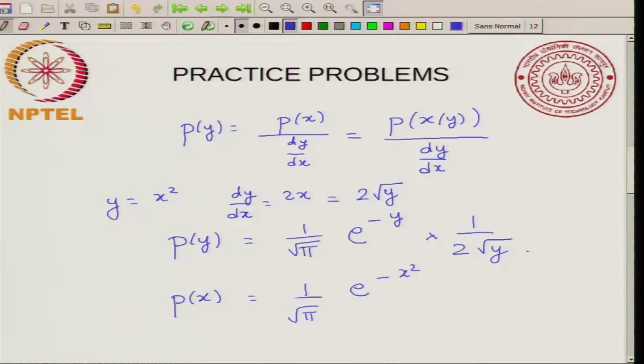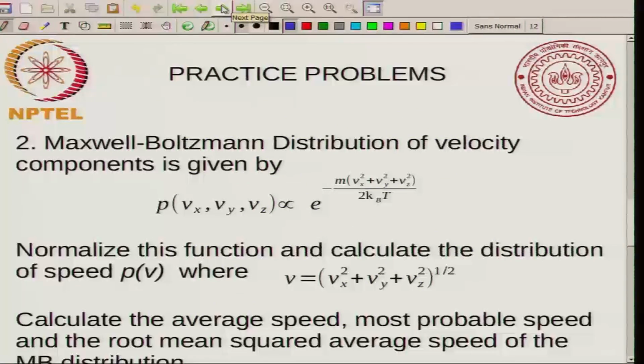So, the next problem that I want to do is a more specific problem, and this is related to the Maxwell-Boltzmann distribution of velocity components. We will also use some of what we learned from the previous problem here. So, p of Vx, Vy, Vz is proportional to e to the minus m times Vx square plus Vy square plus Vz square divided by 2 kBT. What you are asked to do is to normalize this function and calculate the distribution of speed. So, this is a distribution of 3 components.